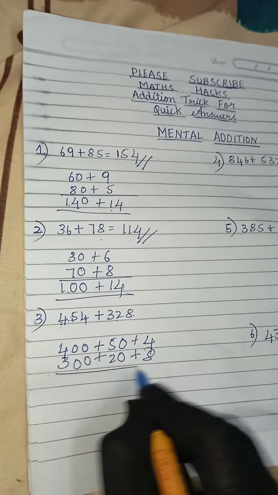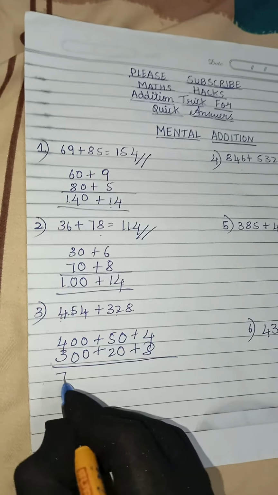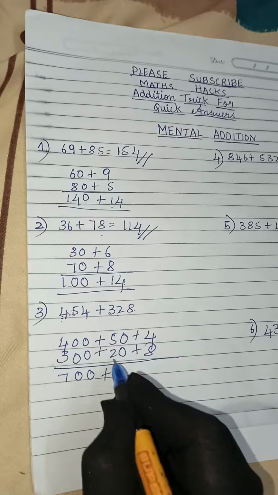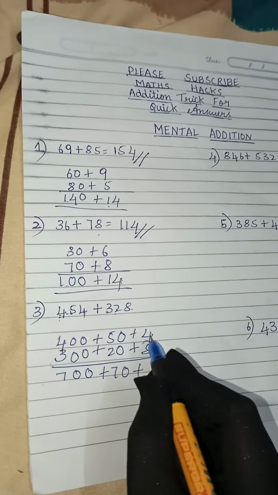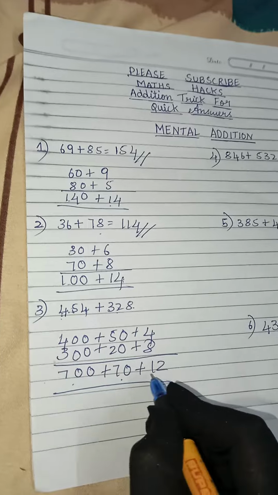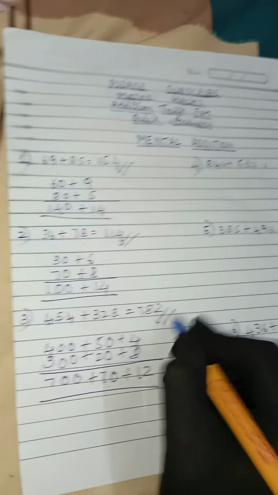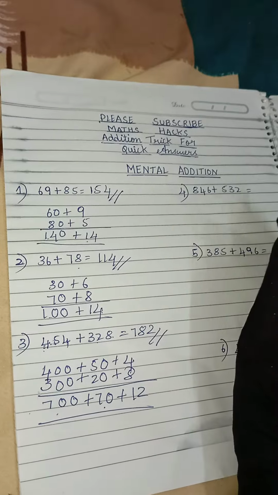So here 400 plus 300 gives you 700, right? Plus 50 plus 20 gives you 70. 8 plus 4 gives you 12. So 700 plus 70 plus 12 gives you the final answer as 782. Simple. Here 846 plus 532.